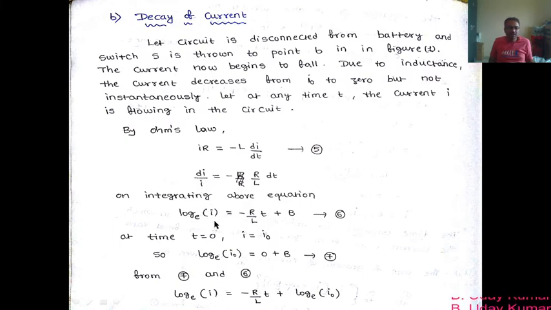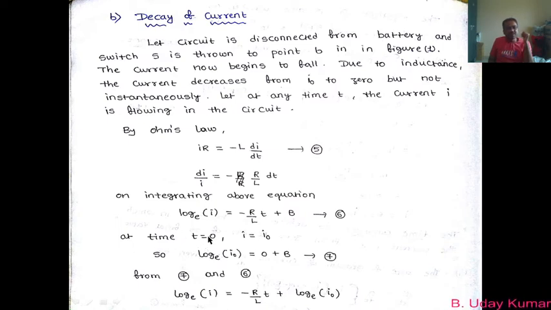So that means I get log I is equal to minus r by L t, plus a constant. The integral of dt becomes t, plus we get some constant of integration. In the case of growth of current, we took the constant of integration as capital A, and hence here we take it as b. Just not to get confused, we have taken a different term, that's it.